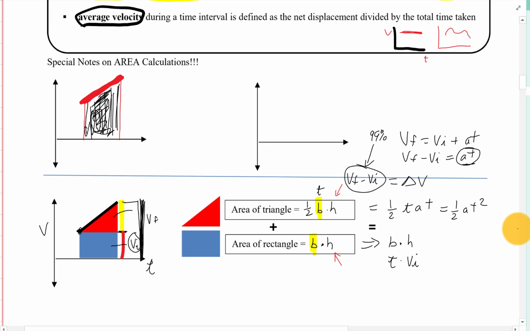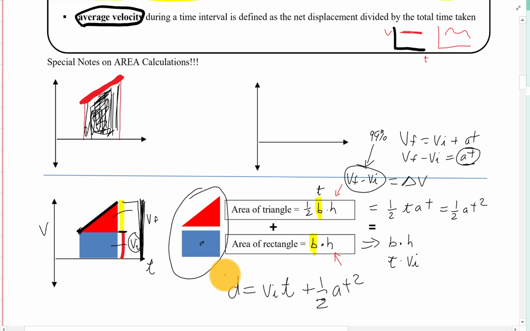You're seeing the magic. I'm saying that this displacement is the adding of those two, and that displacement is this blue box, which is VIT, plus the red box, which is 1/2 AT squared. Mind blown.